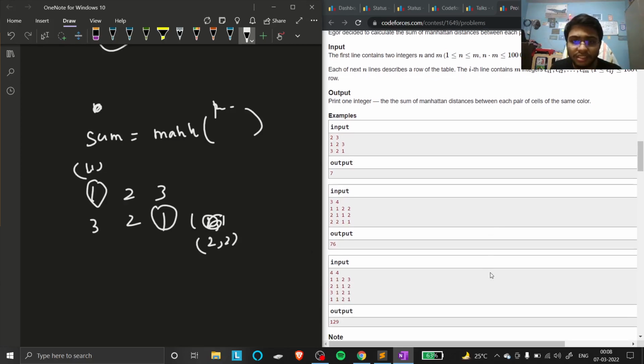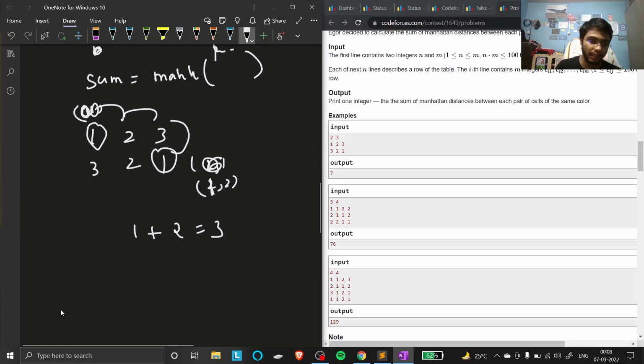Wait a second. Sorry, it is 1 comma 2, sorry, my fault. I have taken from index 0 now. So what is its difference? It is also 0. So 2, 2, 2 gives us 3, or we can say 1, 2 and 3. 3 is the Manhattan distance, so we calculated 3 for 1.